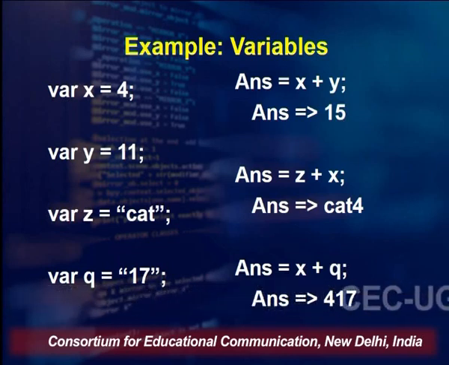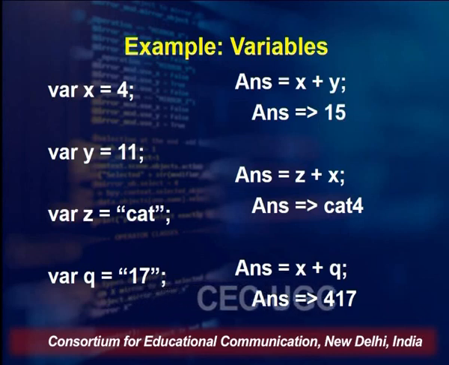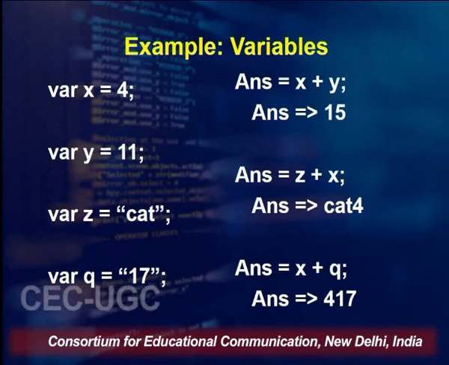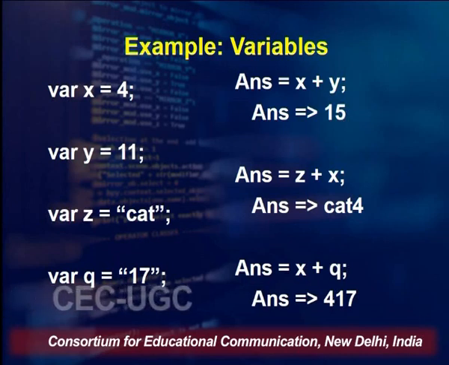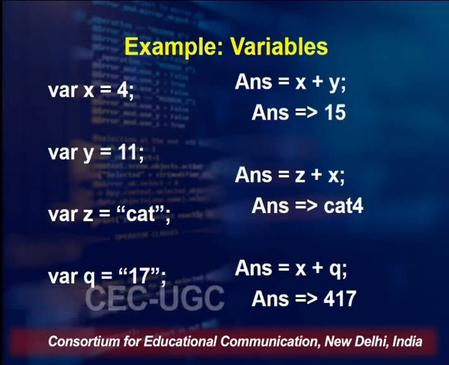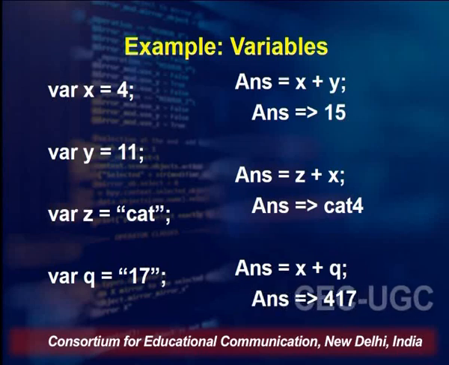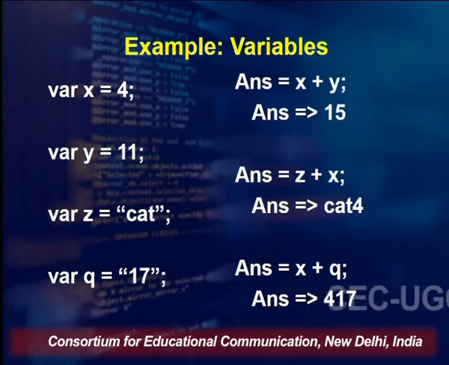Although x was a number and z was a string, when you combine these two, it gives you a result as a string. And the last variable, q is equal to 17, here the number 17 is actually written in double quotes. So we said that when a number is written in double quotes, it behaves like a string. So this 17 is behaving like a string, and when you say x plus q, your answer is not coming as 21, but it is coming as 417, because this 17 is being treated as text, as a string. So the answer also comes out to be a string. This is an example of how data types are handled in JavaScript.